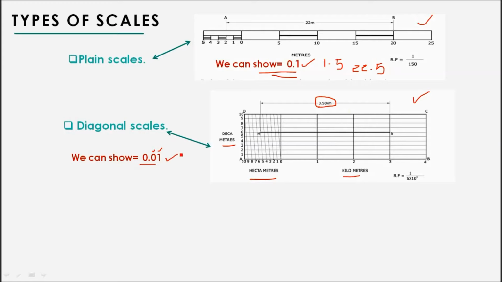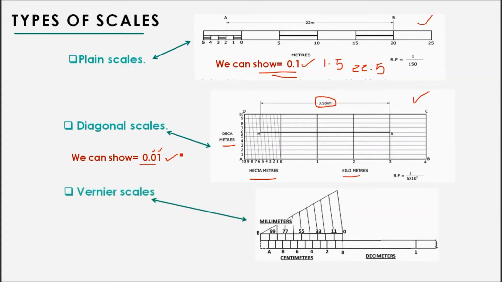Okay, and another one is the vernier scale. Here the vernier scale is more accurate than the diagonal scale. This is a general representation of our vernier scale.